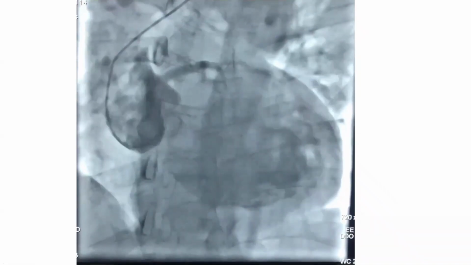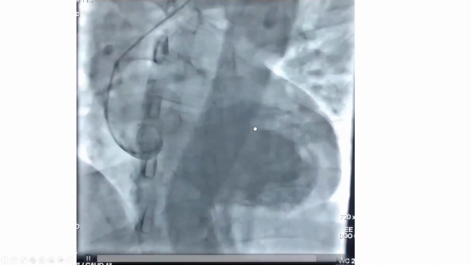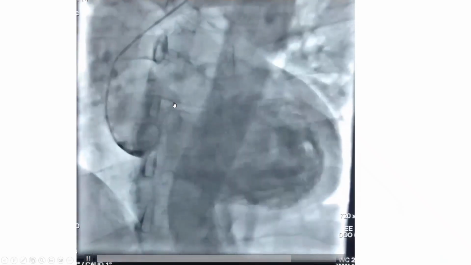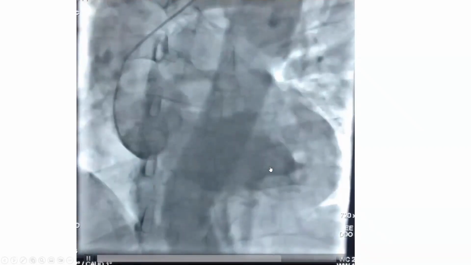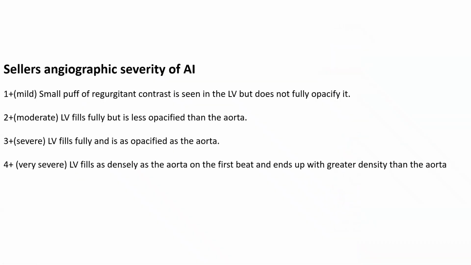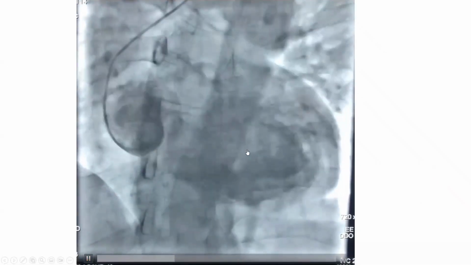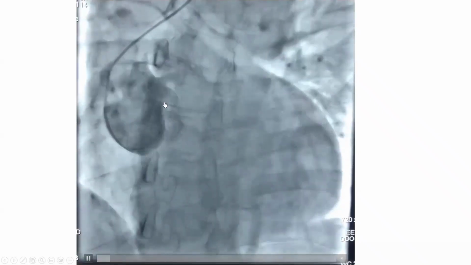And I want you to know the AI angiographic classification. This is very severe AI here. So we're injecting dye in the aorta. This is in an LAO view. And you can see flow back in the LV. And you can see that LV filling eventually more dense than the aorta here. This LV is more dense than the aorta.